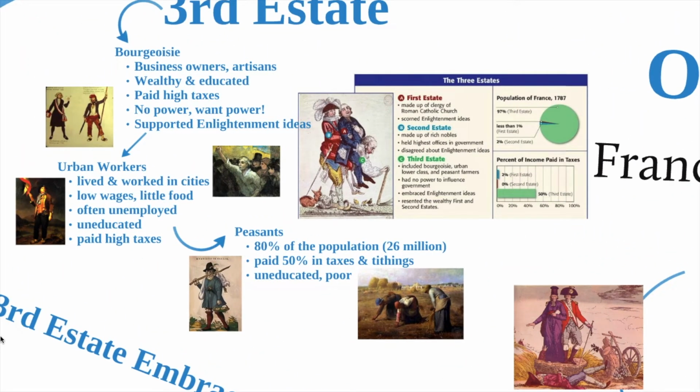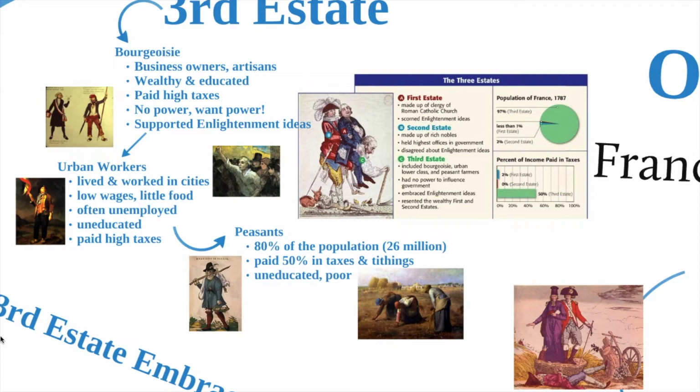And the third estate is basically everybody else, right? So we have less than 1% of the population for the first estate. We have around 2% of the population for the second estate. And everybody else is made up of the third estate. And there are three groups within the third estate that we need to be familiar with.